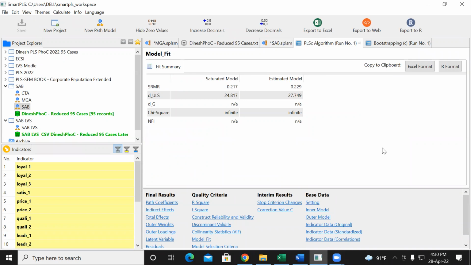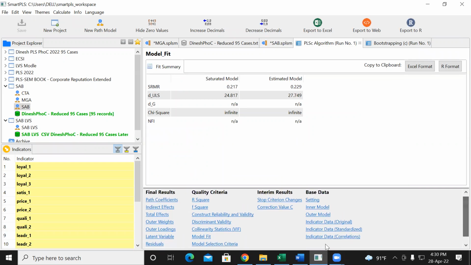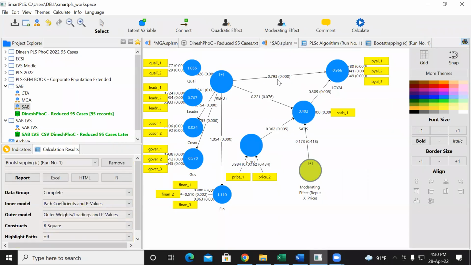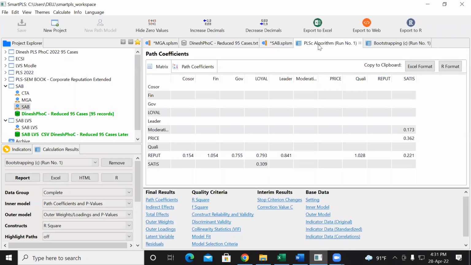Now, if I go to my results of the algorithm, you can see here under the final results heading, path coefficients are there. You can see that, right? Reputation to corporate social responsibility. These are the dimensions and the construct related relationships. But you can see reputation and loyalty, 0.793. That is shown in the graph also, right? Same thing shown in the report also. Therefore, be familiar with the report and the graph also, right? Certain things in the path you can see in the report also.